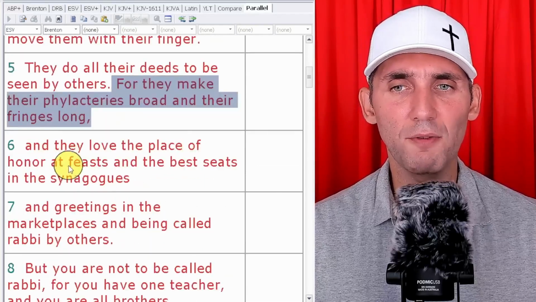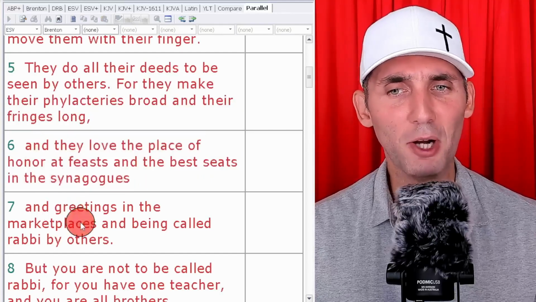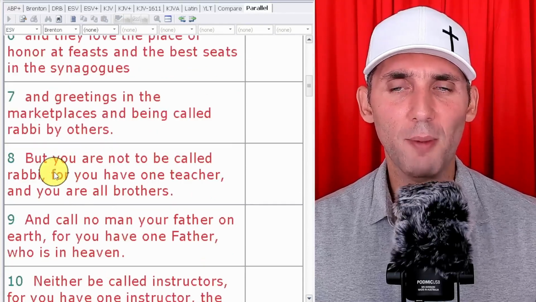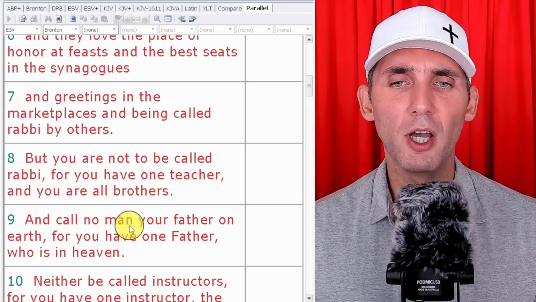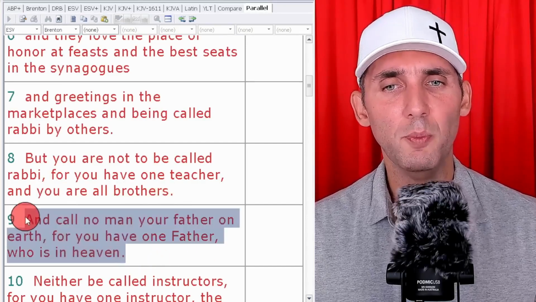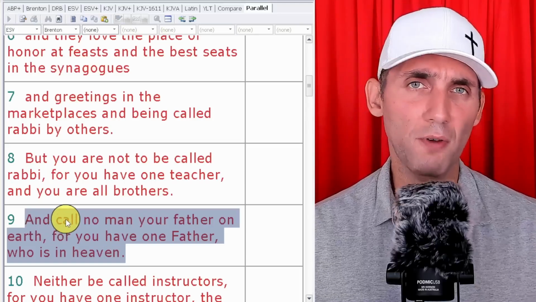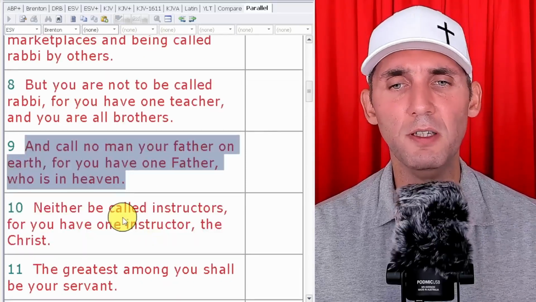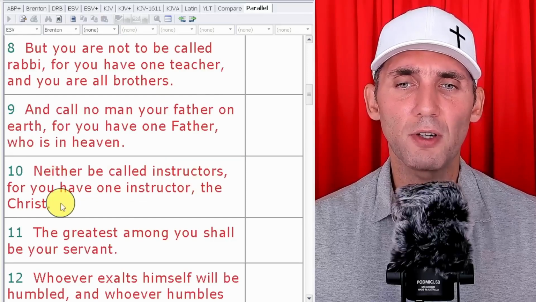And they love the place of honor at feasts and the best seats in the synagogues. Is this still true today? And greetings in the marketplaces and being called rabbi by others. But you are not to be called rabbi, for you have one teacher, and you are all brothers. And call no man your father on earth, for you have one Father who is in heaven. That's right, Catholics. You should put this verse to heart, because when you put your attention to somebody calling himself Holy Father who stands in the temple, proclaiming himself to be God and forgiving sins, you are pledging allegiance to the Antichrist. Verse 10, neither be called instructors, for you have one instructor, the Christ.